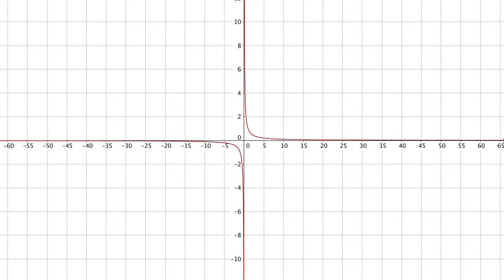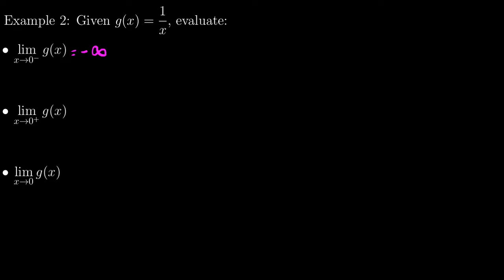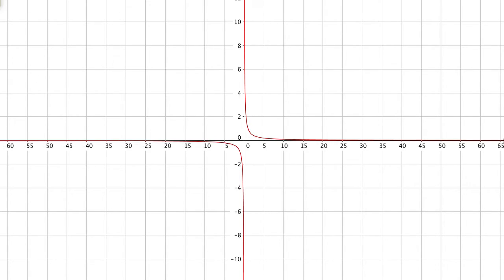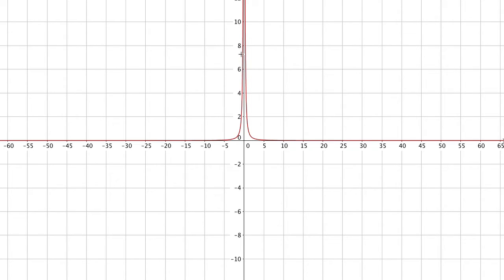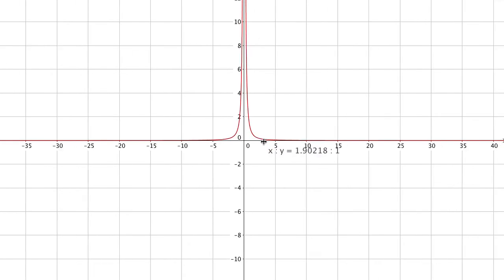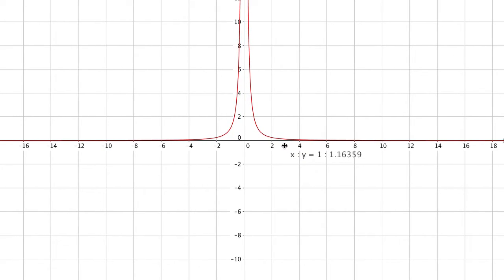It's going up. So this one is equal to positive infinity. Now, since these are not approaching the same infinity, this limit does not exist. If they both approached negative infinity, or they both approached positive infinity, that limit would exist. So if instead of having 1 over x, I had a similar function, 1 over x squared, now you can see from the left it's approaching positive infinity, and from the right it's approaching positive infinity, and that means that our limit will be positive infinity, as well as both of our one-sided limits.